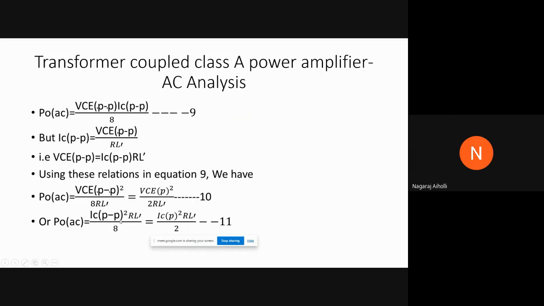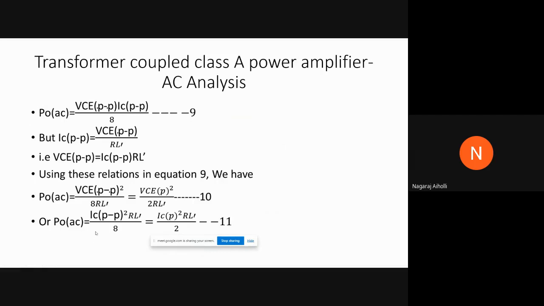Now, IC peak to peak is nothing but 2 times IC peak, correct? Therefore, IC peak to peak square can be written as 2 IC peak the whole square, or it is 4 IC peak square RL dash by 8. That is 4 ones are 4, 4 twos are 8. Therefore, in the denominator we will be left with 2. That is IC peak square into RL dash by 2 is the equation for the AC output power.